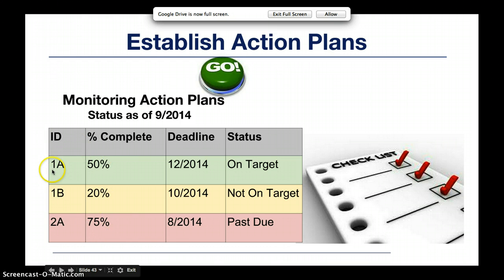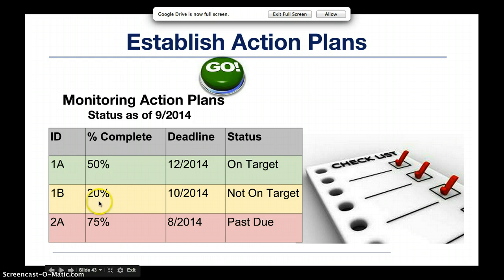So let's take a look at the first line here. Our first item is 50% complete, so that's documented here. Our deadline is December of 2014, and it's September, so we're really on target with that. 50% of the way, plenty of time to go. That looks good.